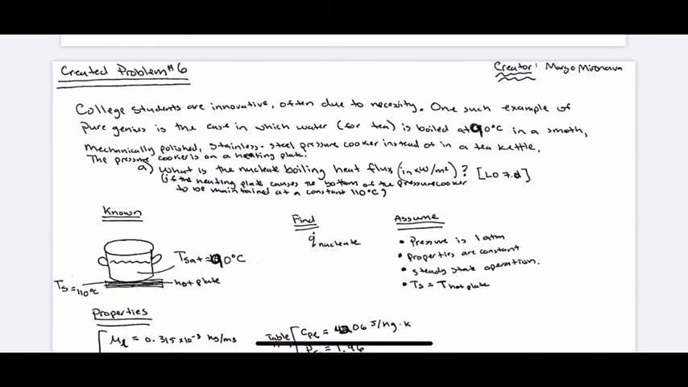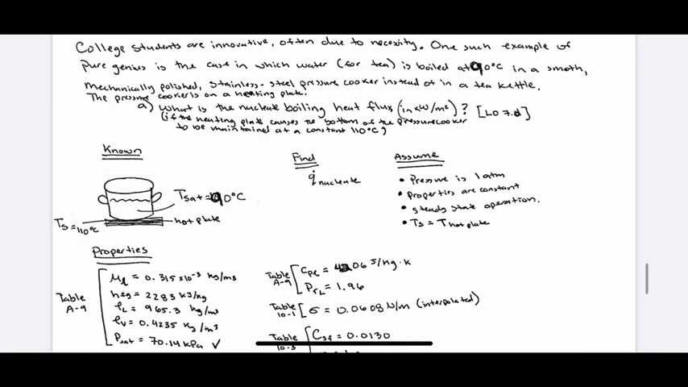Created problem number 6, which covers learning objective 7D for part A. From the given problem statement, we are able to draw a diagram. Several assumptions were made, such as pressure is at 1 atm within the pressure cooker, properties of the water are constant, steady operation can be assumed, not steady state though, which is different, and the temperature of the surface or the bottom of the pressure cooker is equal to the temperature of the hot plate.